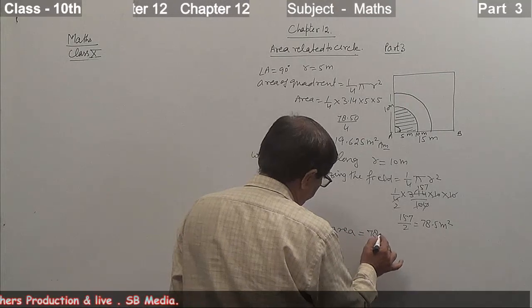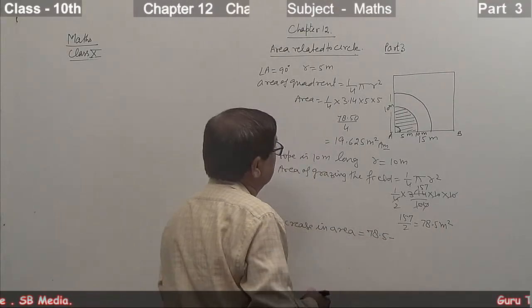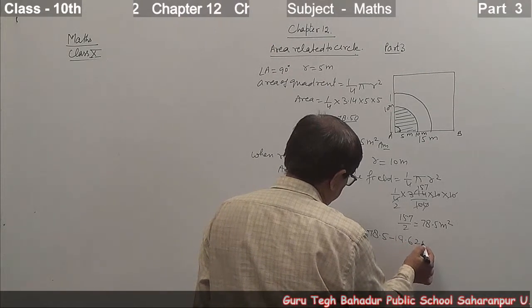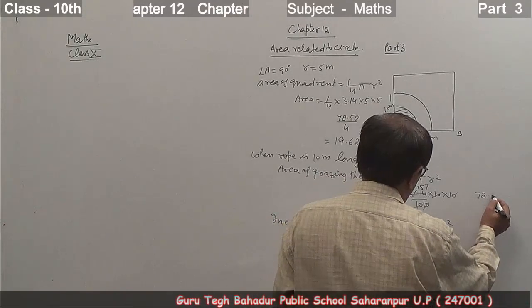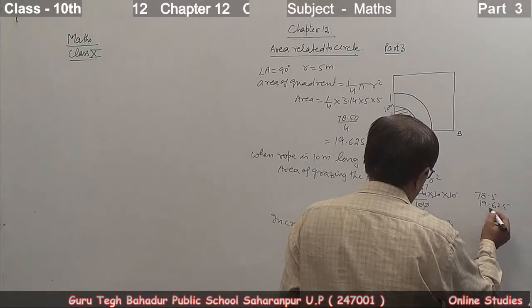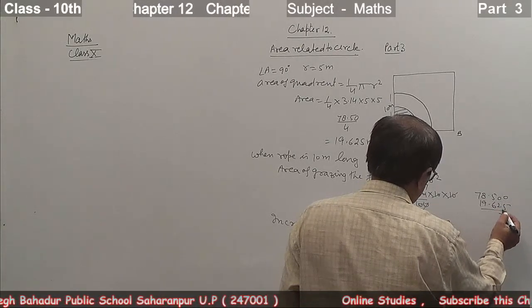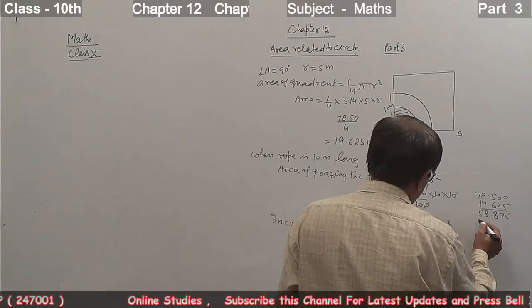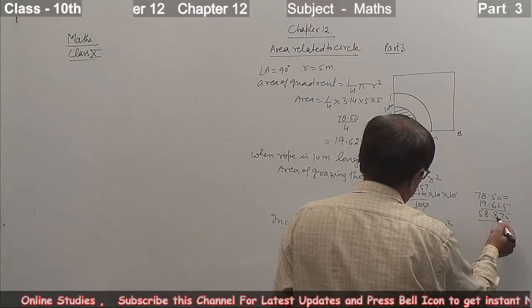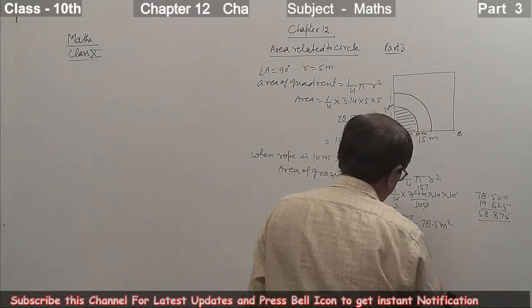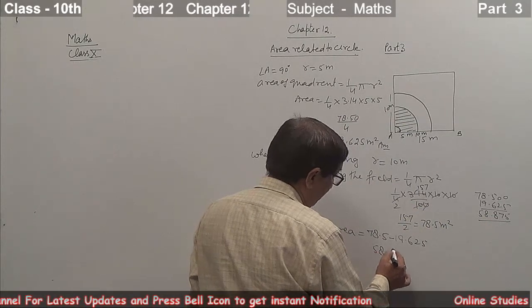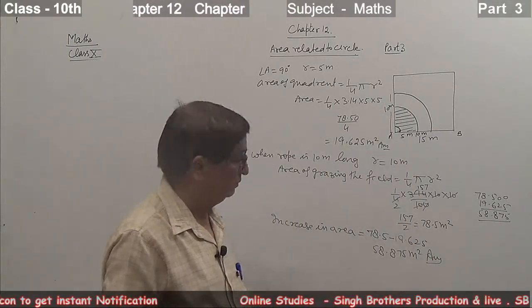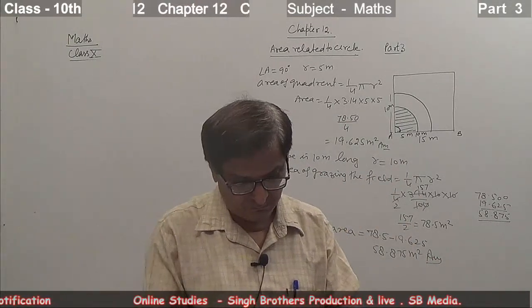So the increase in area is 78.5 minus 19.625, which is 58.875 meter square. Next question.